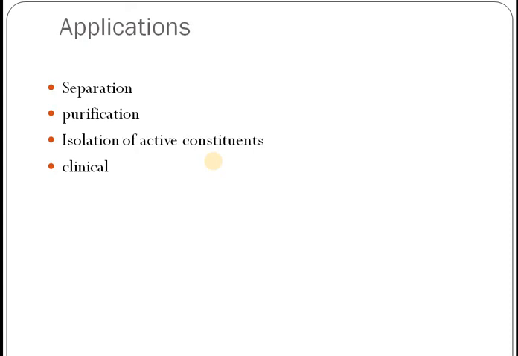And first, adsorption column chromatography. Adsorption chromatography is a technique of separation in which the components of the mixture are adsorbed on the surface of the adsorbent.